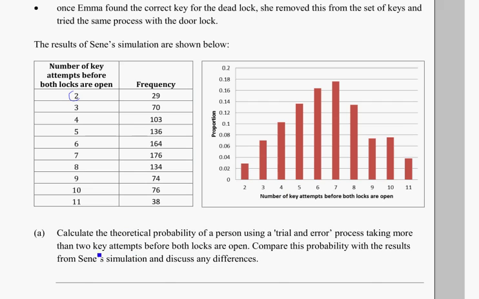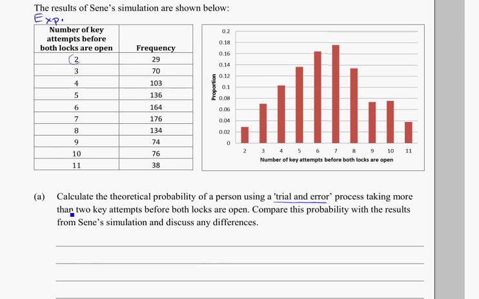So we want to calculate the theoretical probability of a person using trial and error. So remember, this is the experiment part of it, or the simulation, and the theory is just thinking through it, of trying more than 2 key attempts before both locks are open. Compare this probability with the results from the simulation. So remember, with probability, I could have the probability of 2 attempts and then everything else, so the probability of more than 2 attempts.